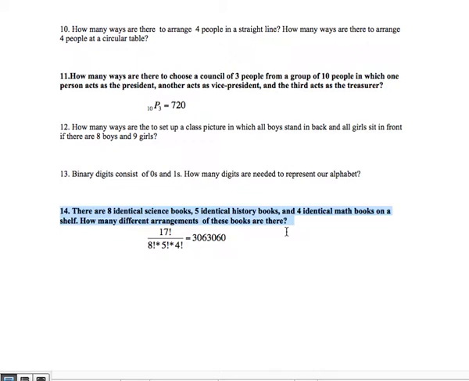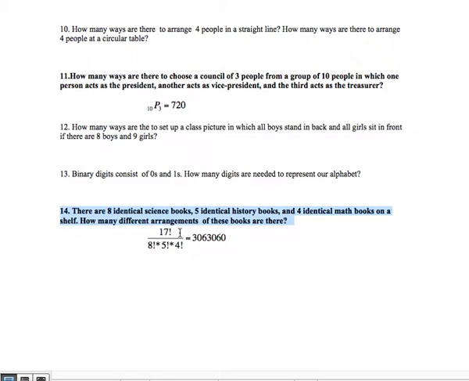The problem is, if I make an arrangement of these books, all of them, and I move one science book over for another, remember they're identical. So that really doesn't make a new arrangement just because I swap science books. Or maybe if I swap one history book for another. Remember, all 17 of those books are on a shelf.